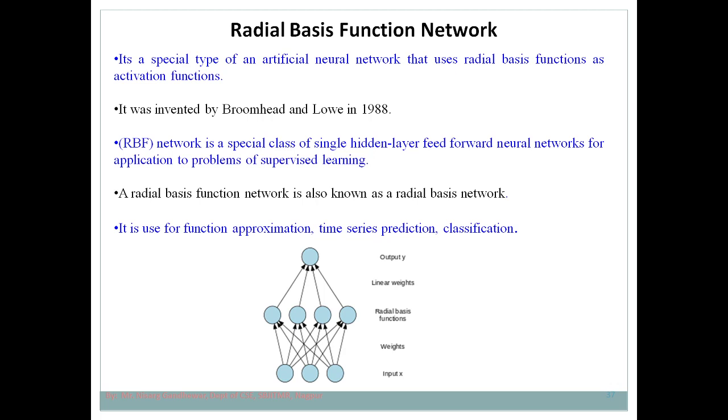So there are various types of activation functions: tanh, sigmoid, softmax, ReLU, leaky ReLU, n number of activation functions which help us to bring non-linearity in our output or to normalize our output in a specific range. Now the radial basis function network is a special kind of ANN which makes use of a radial basis function as an activation function in its network, and this network was invented in the year 1988 by Broomhead and Lowe.